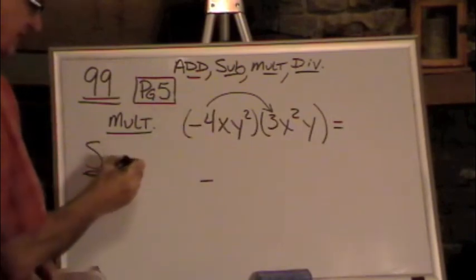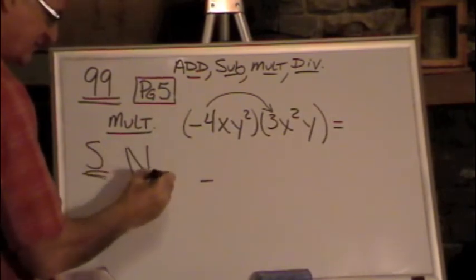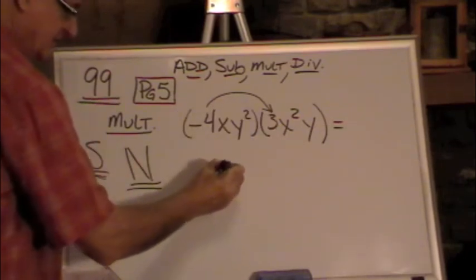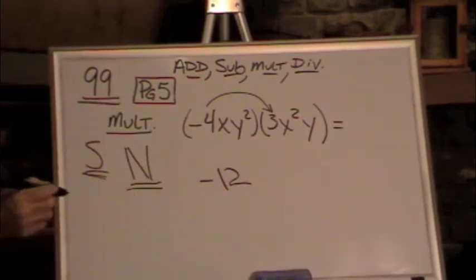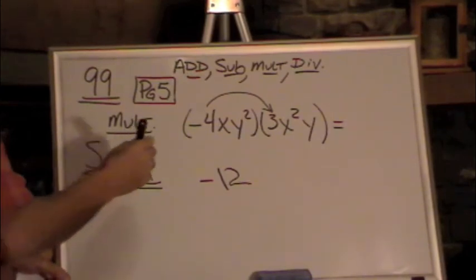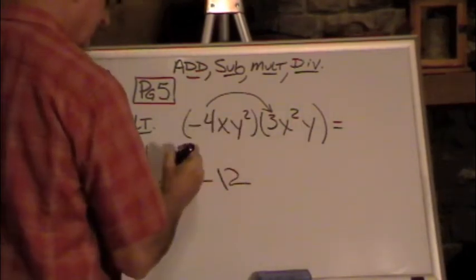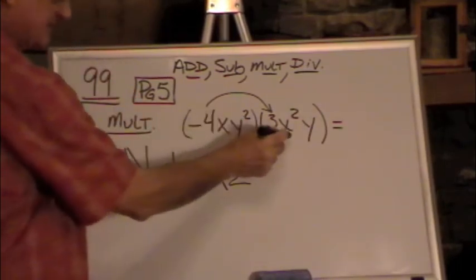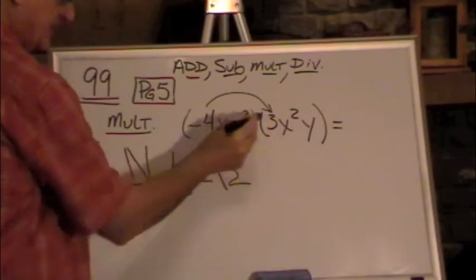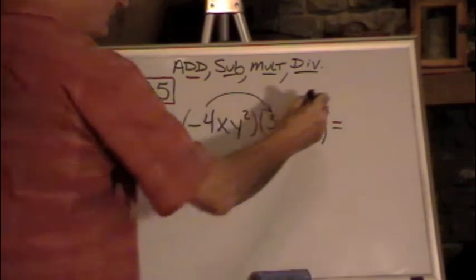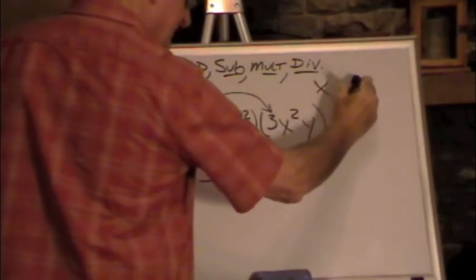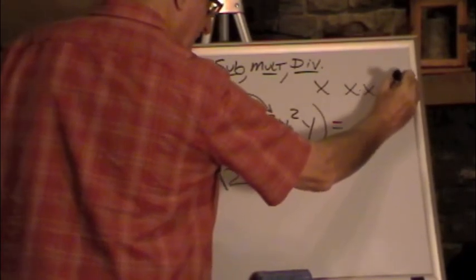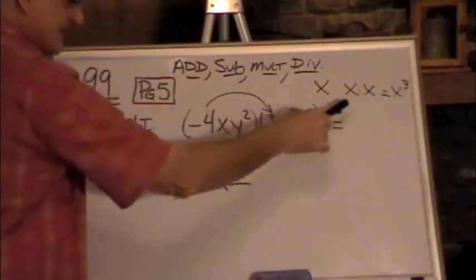4 times 3 is what? Now we do the number. The second thing we look at is the number. Got that? What's 4 times 3? That's right, it's 12. There you are. Now, we focus on what next? The letters. What is this x times these 2 x's? Well, 1x times x squared equals what? See, x times x is x squared.